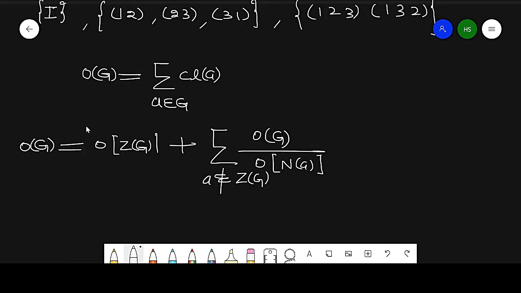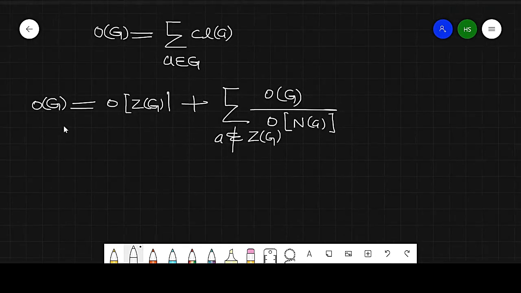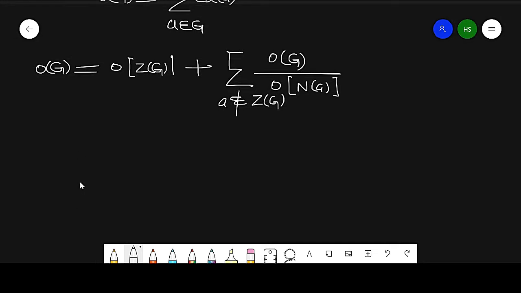Now if I write the normalizer of A, N(A), we can directly write here that the normalizer of A is the set of all x belonging to S3 which commute with A.